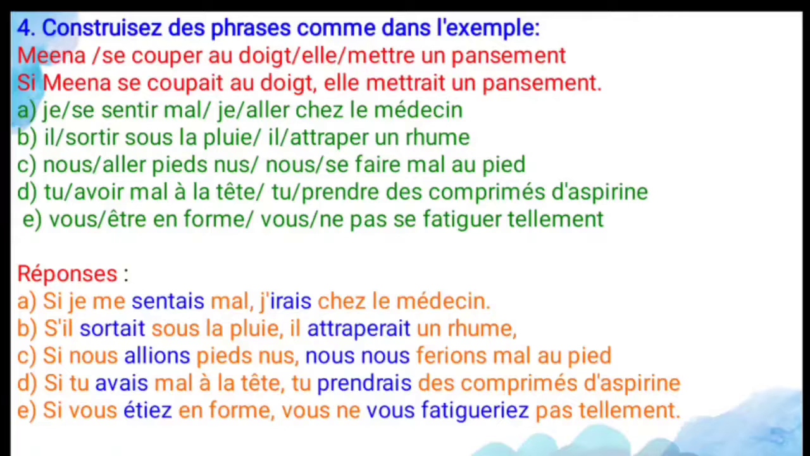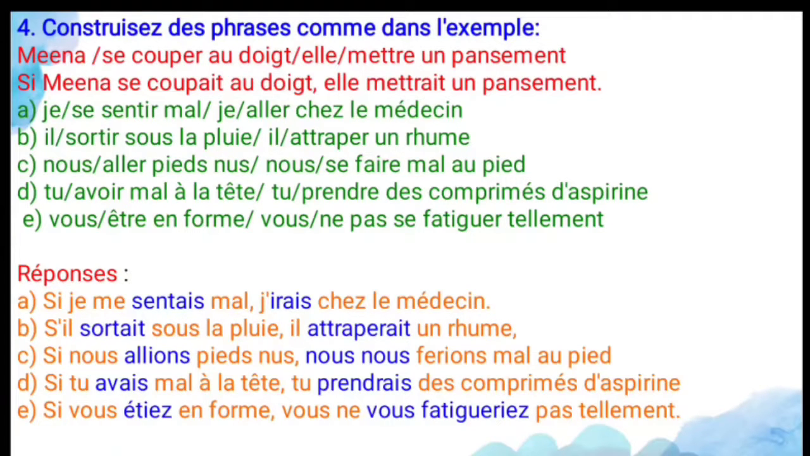So here the verb attraper means to catch. So the answer is "si il sortait". Here also "sortait" only, "sous la pluie". If he went out in the rain, "il attraperait un rhume". It means he would catch a cold.